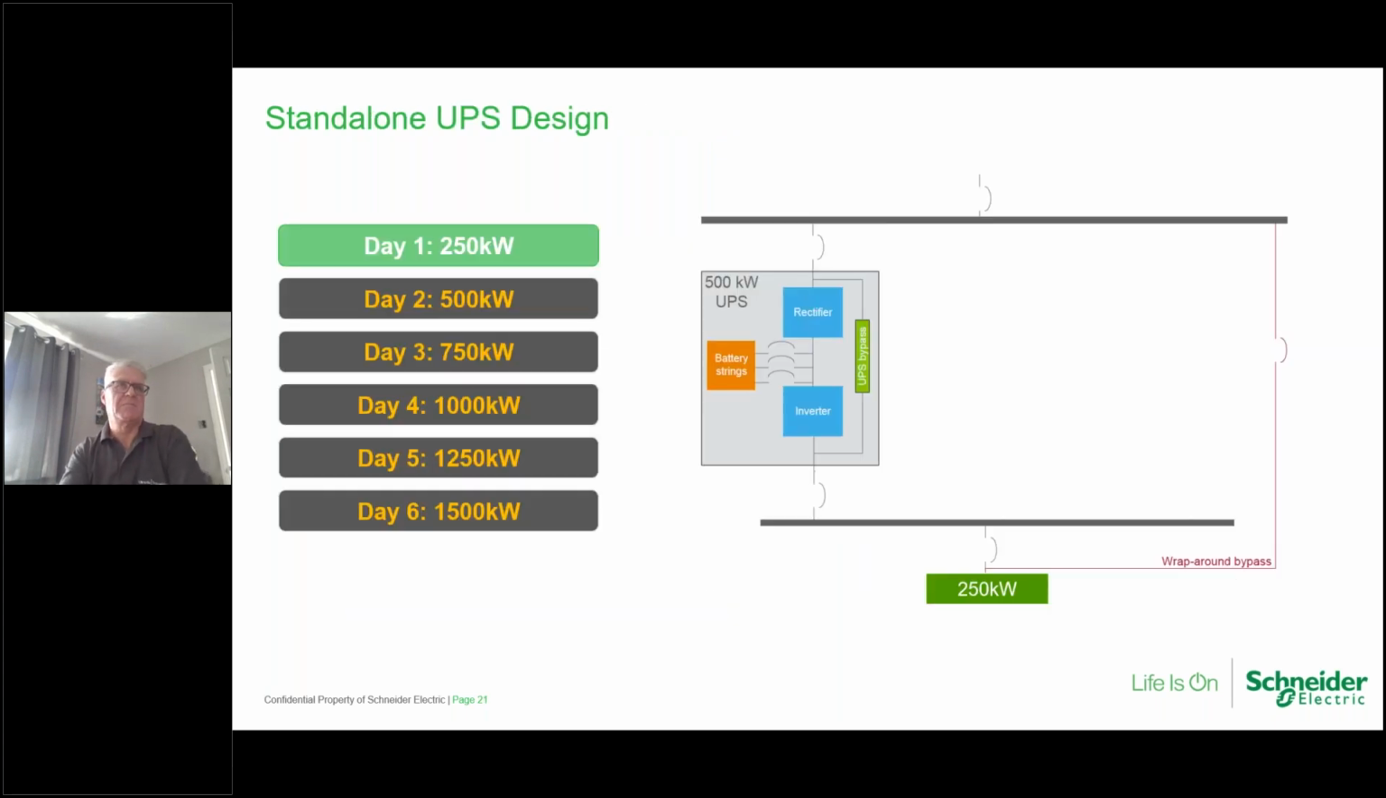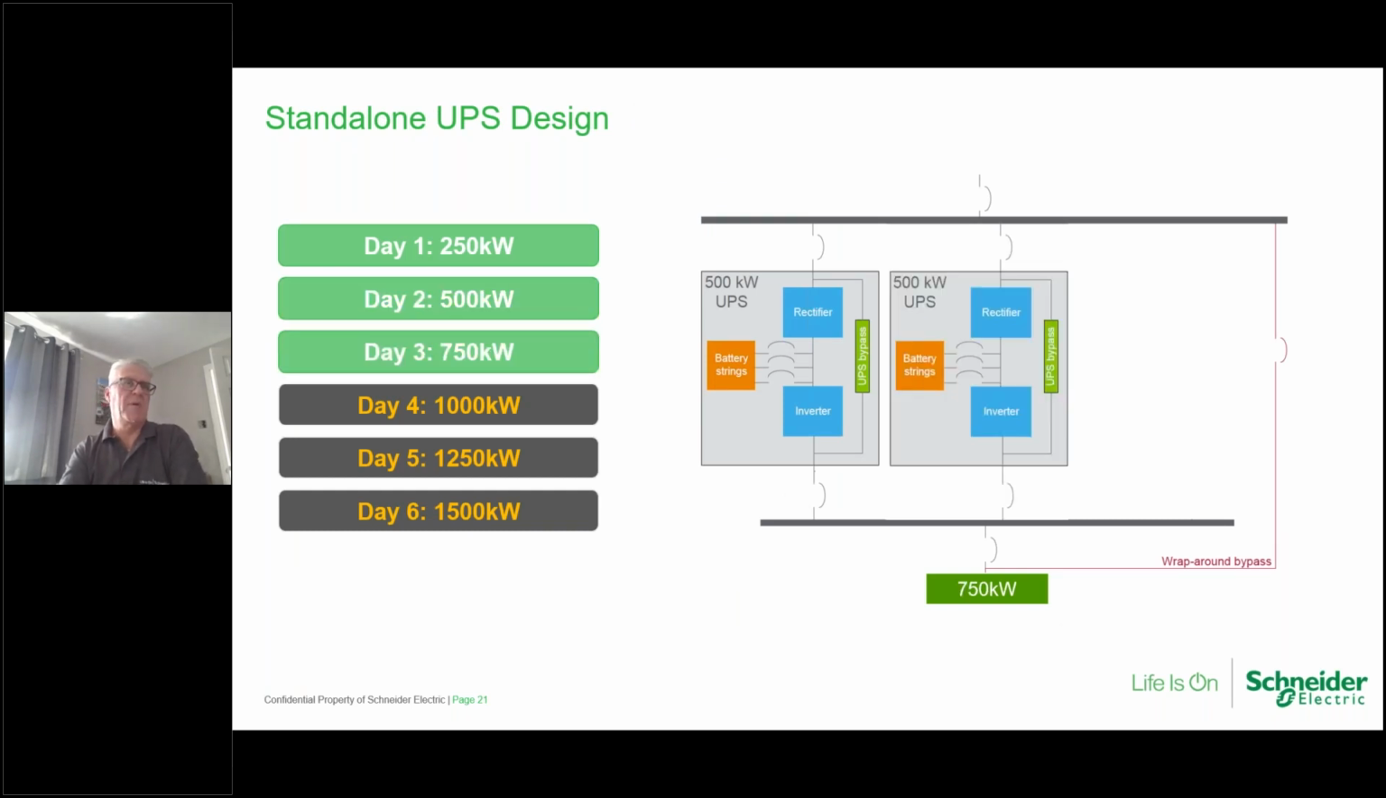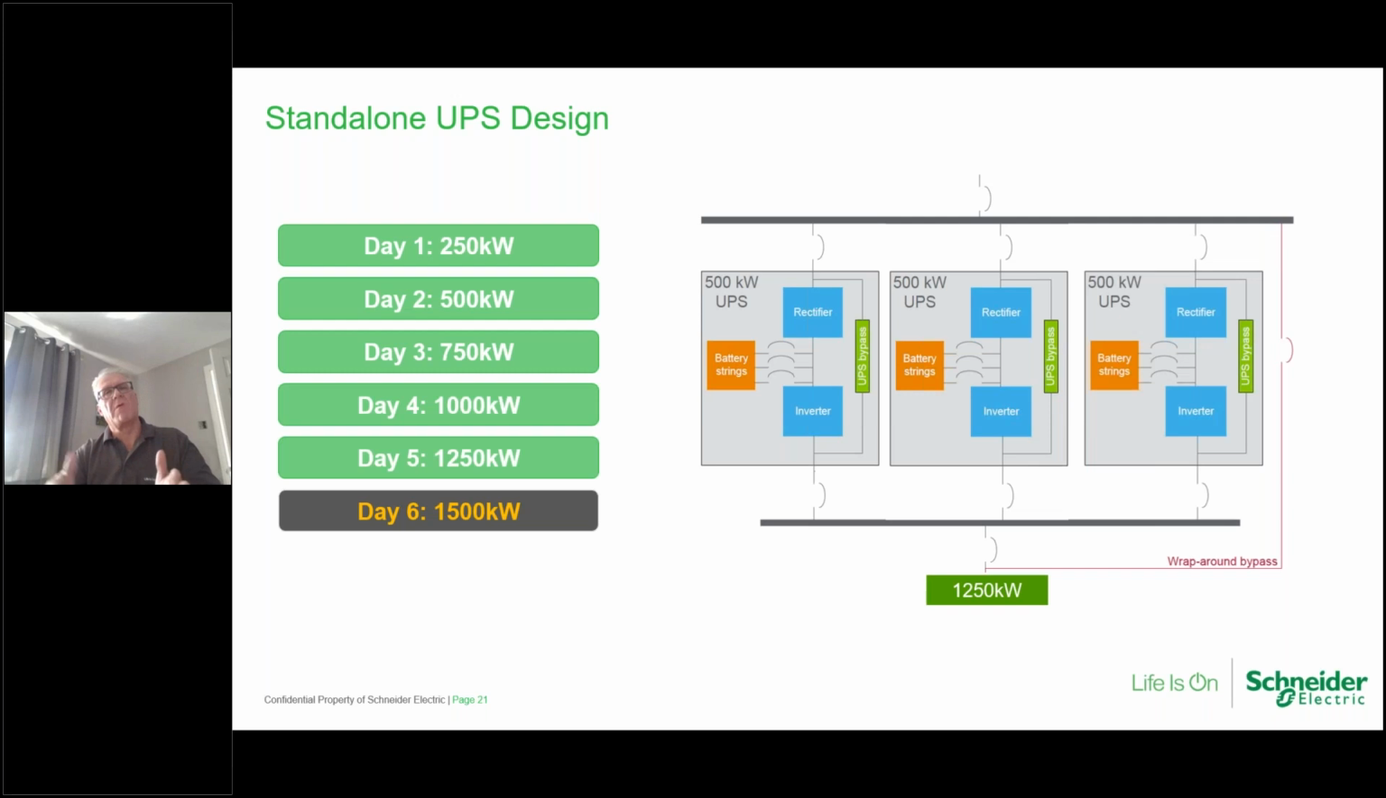With a standalone UPS, we take a 500 kilowatt UPS as our load is growing. At a later date, we have a second UPS, and that takes us up to 1 megawatt. We add another UPS, another demand, because the load is growing. So as long as the infrastructure is there, yes, you can add additional UPSs to provide that additional power output.